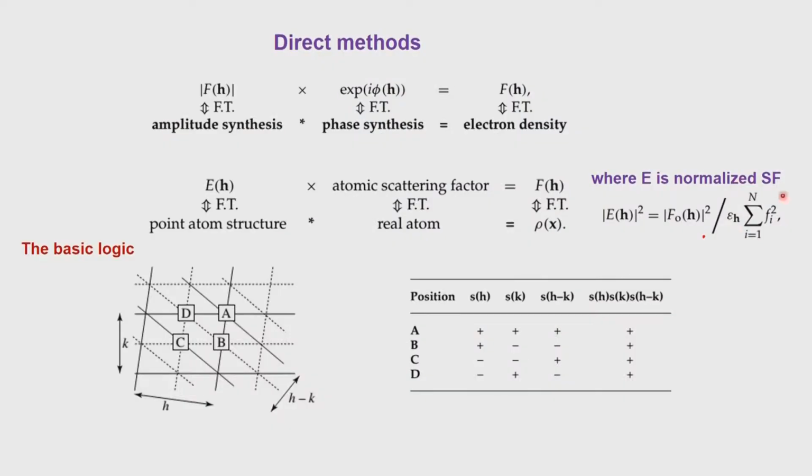So, because of this part, we again multiply. This Fourier transform therefore will now have the F naught of h with the phase solution, and so we get the real atom. That means, if we take F of h, do the Fourier transform, we get the electron density. So, this is what we are going to do in the case of direct methods. But what do we need? We need the phase, of course. So, how do we find the phases? We will stop here.